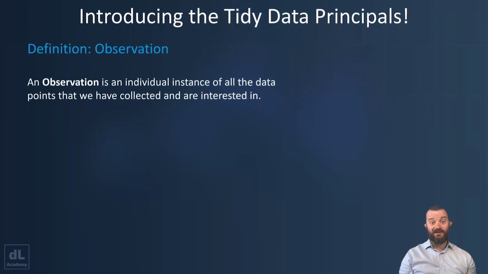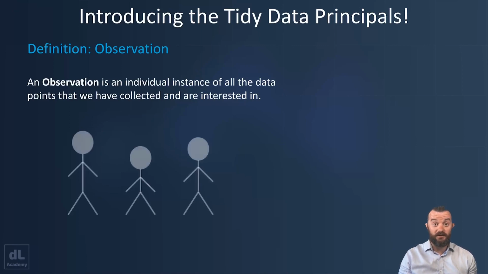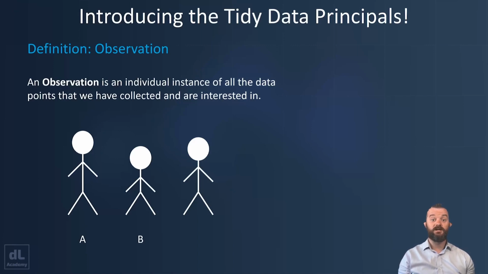The first definition we need is that of an observation. An observation is a collection of all the data that we are interested in for an individual instance of something we are looking at. So let's say we're looking at individual people. All the data we have for person A would be an observation. All the data we have for person B would be an observation. And all the data we have for person C would be an observation.